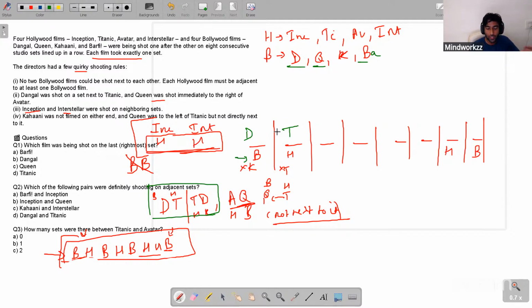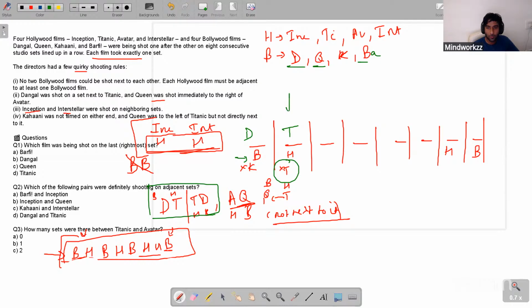So what we need to understand is whether this is possible or not possible. Remember, we had written here that Titanic cannot come here. Why can Titanic not come here? Because if Titanic is here, then Queen needs to be on the left of Titanic, but Queen is not immediately to the left of Titanic. And anyway, you have only one space on the left. Otherwise, you don't have any other space on the left. So Titanic cannot come here.